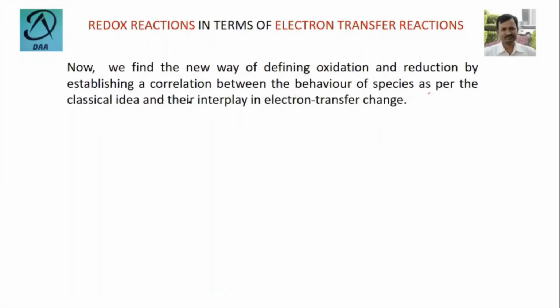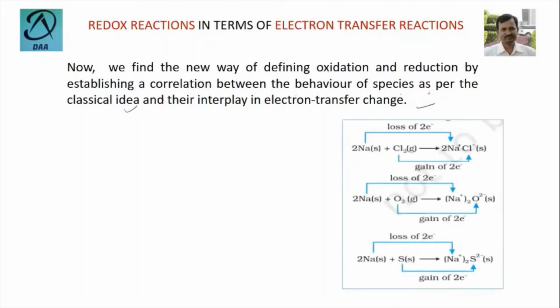Now we find a new way of defining oxidation and reduction by establishing a correlation between the behavior of the species as per the classical idea, which we discussed in class number 0201, and their interplay with the electron transfer change, just now, whatever we understood.